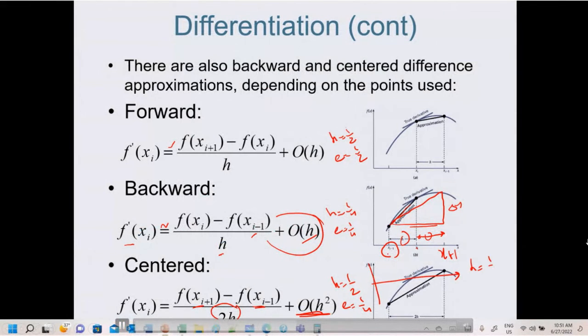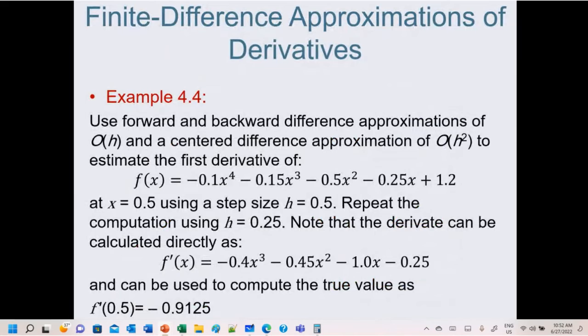If I make h 1 by 4, my error is going to become 1 by 16th. So I'm going to reduce the error 16 times by reducing h by 4 times. So having an order of h square is much more useful. It gives us a more accurate approximation as compared to the approximation that we get, which has a remainder term of the order of h.